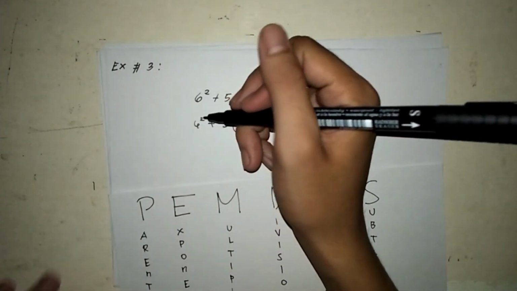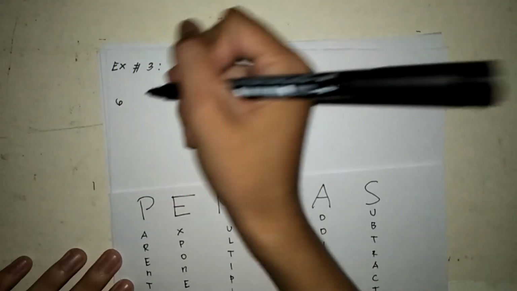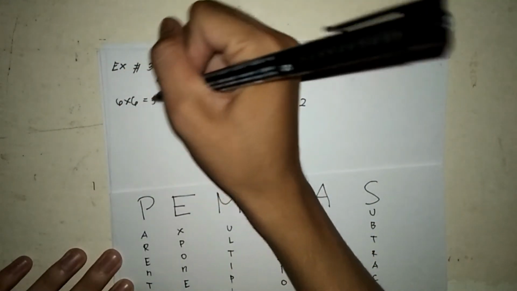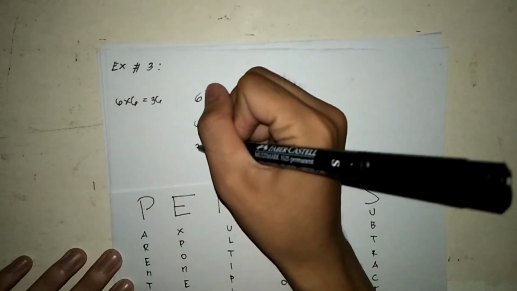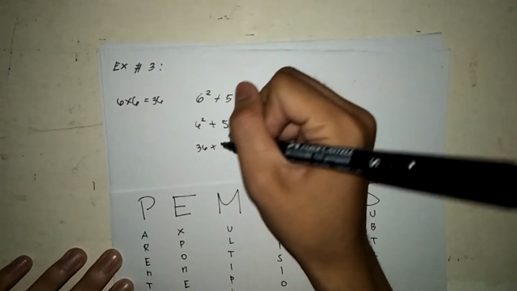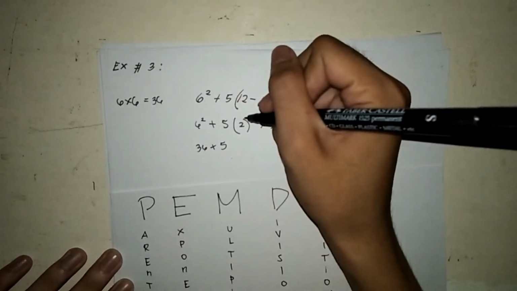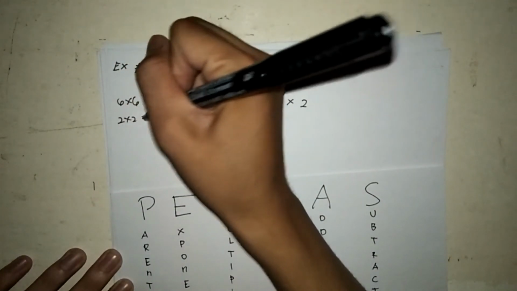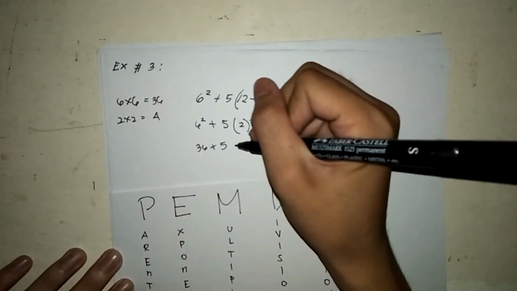6 squared kasi is just like 6 times 6. So 6 times 6 is equals to 36. 36 plus 5, may exponent din dito. So 2 squared is just like 2 times 2, which is 4.